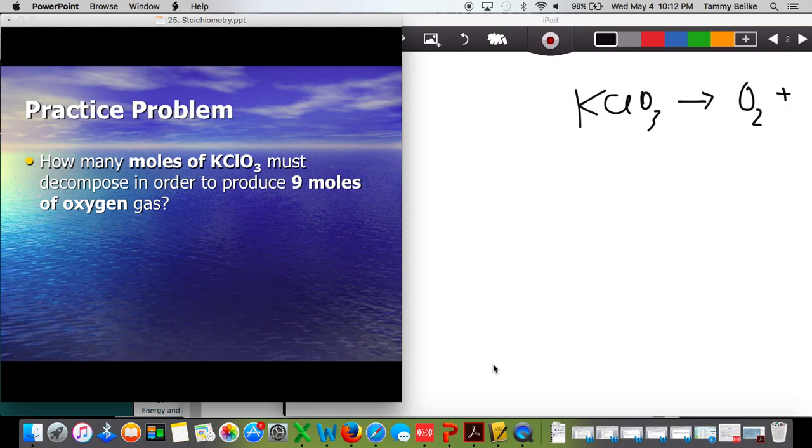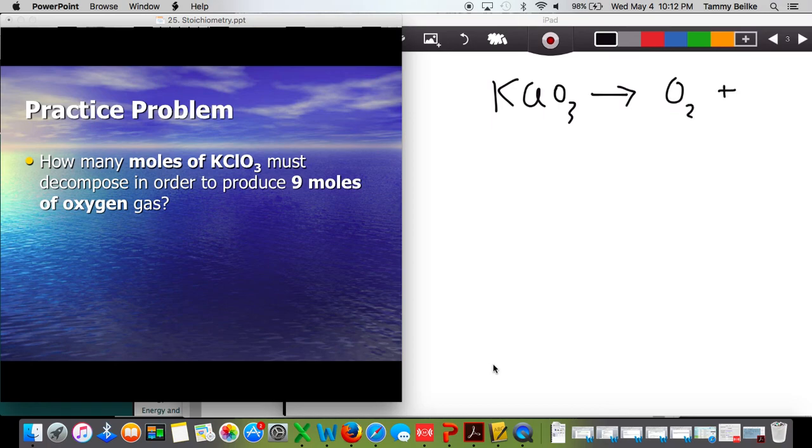I'm actually going to move over so I can't always tell where on my screen it is going to show up. So KClO3 is decomposing into forming oxygen gas plus something else. This is a decomposition reaction because you only have one reactant. You have oxygen as a product, and I'll give you a hint. It's actually KCl that's also produced.